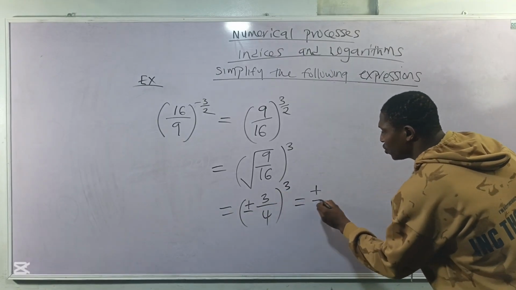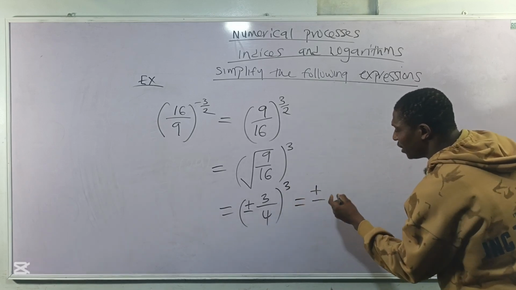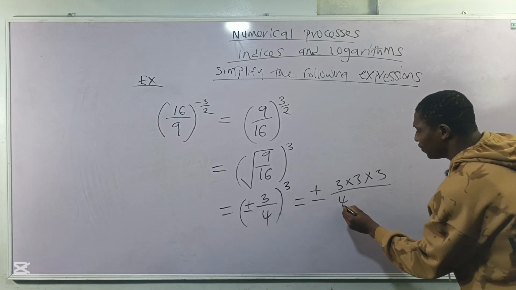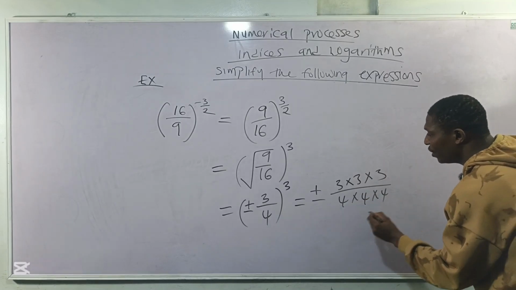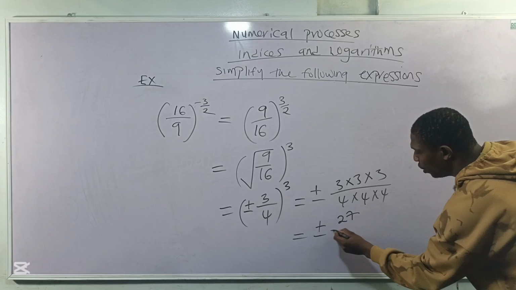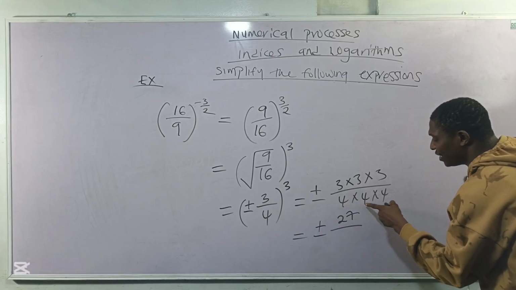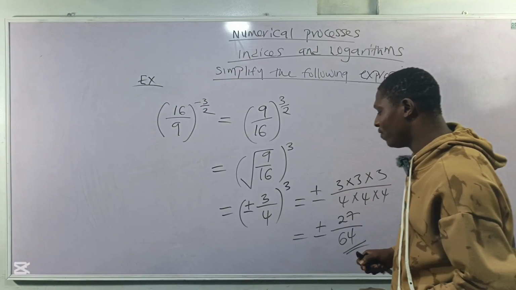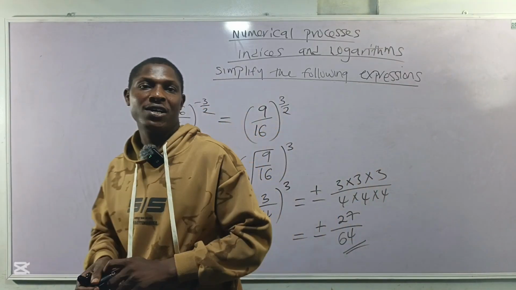So we have plus minus 3 raised to power 3, which means 3 times 3 times 3, and 4 raised to power 3 is 4 times 4 times 4. 3 times 3 is 9. 3 times 9 is 27. So I have plus minus 27 all over 4 times 4, 16. 16 times 4, 64. So we have plus minus 27 over 64 as our answer.